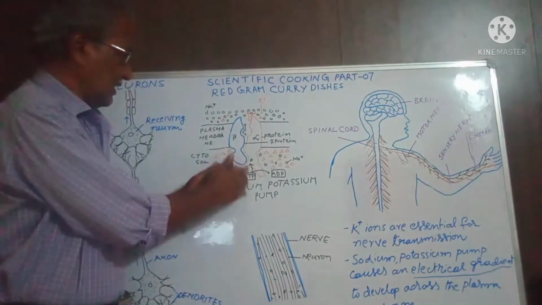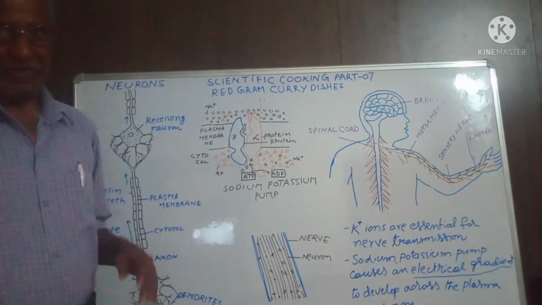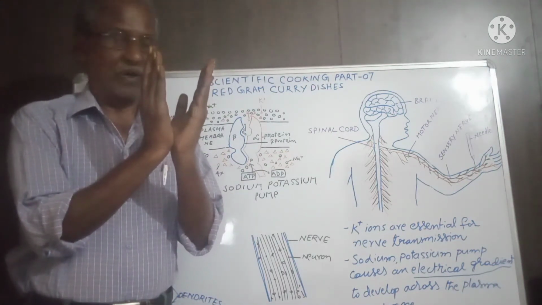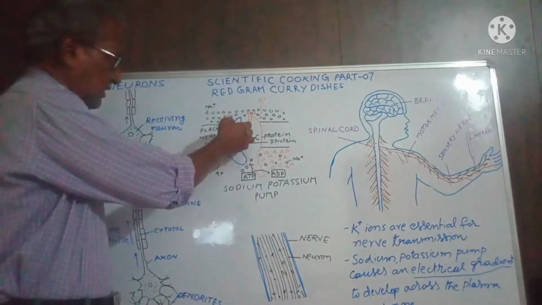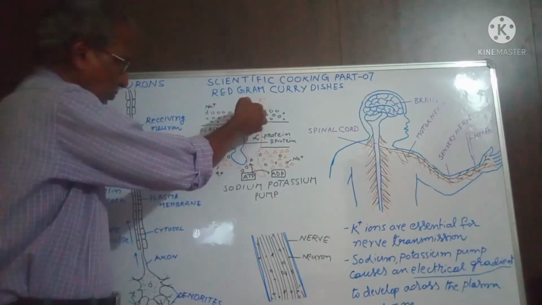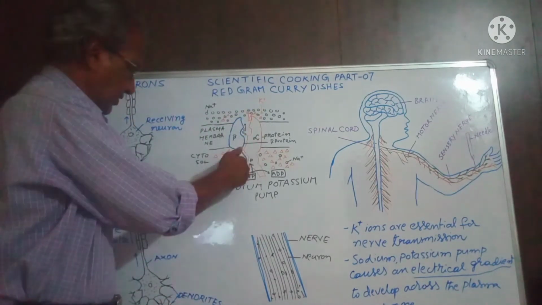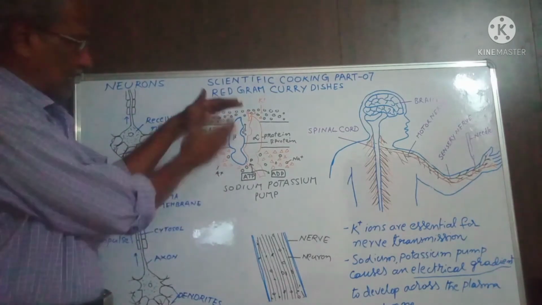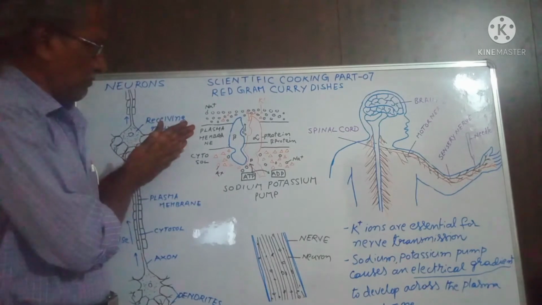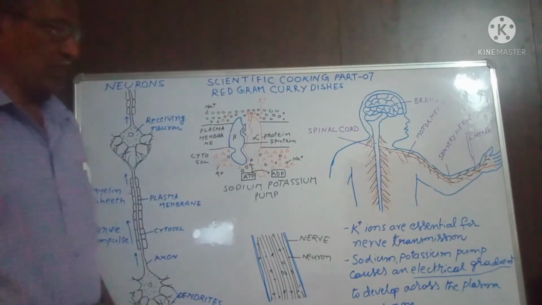This energy is utilized for the opening of these proteins. That means when the energy is released, proteins are opened. Then three sodium ions go upwards and two potassium ions come inside into the cytosol. That's why an electrical gradient is formed. Positive and negative charges are formed. That's why impulses are carried in this plasma membrane.